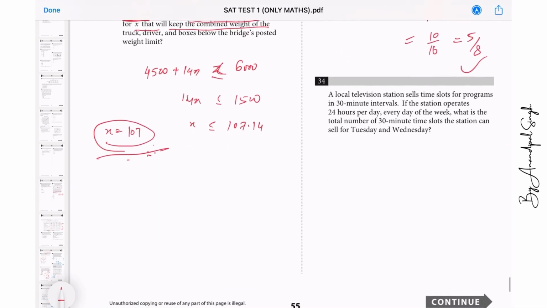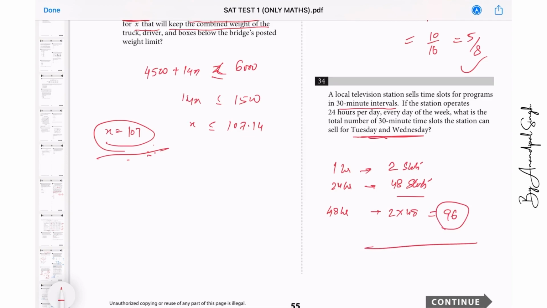A local television station has time slots in 30 minute intervals. It means in 1 hour, it's giving 2 slots. So in 24 hours, it will be giving 48 slots. So in 2 days, Tuesday and Wednesday, that is in 48 hours, it will be giving twice of 48, that is 96 slots. That is the answer. 96 is the answer.